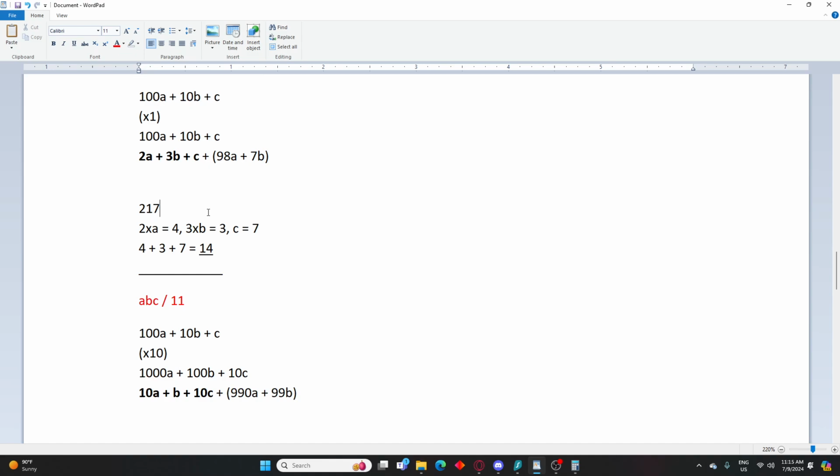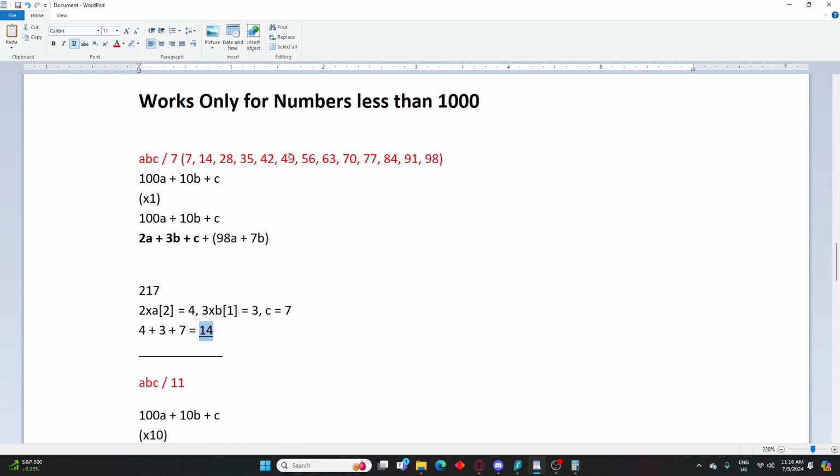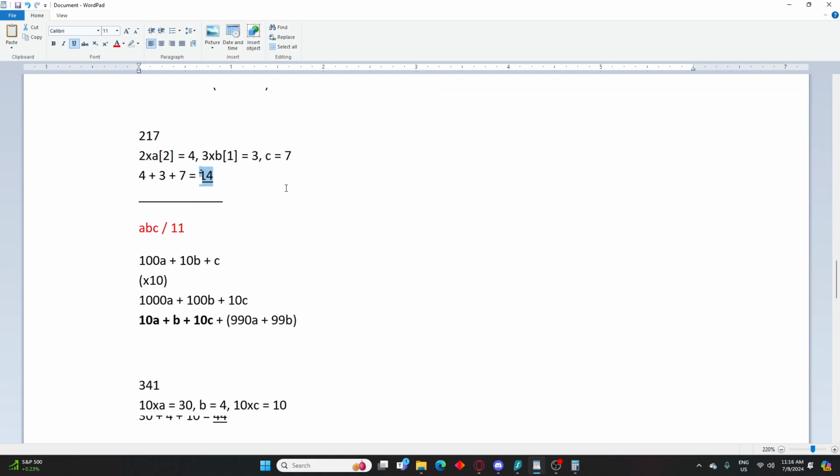So let's take the example number of 217. 217, is it divisible by 7? Let's find out. Let's take 2 times A plus 3 times B plus C. 2 times A being 2 in this case, is 4. 3 times B in this case being 1, is 3. C is 7. 4 plus 3 plus 7 is equal to 14, and 14 is indeed divisible by 7. So there you go.